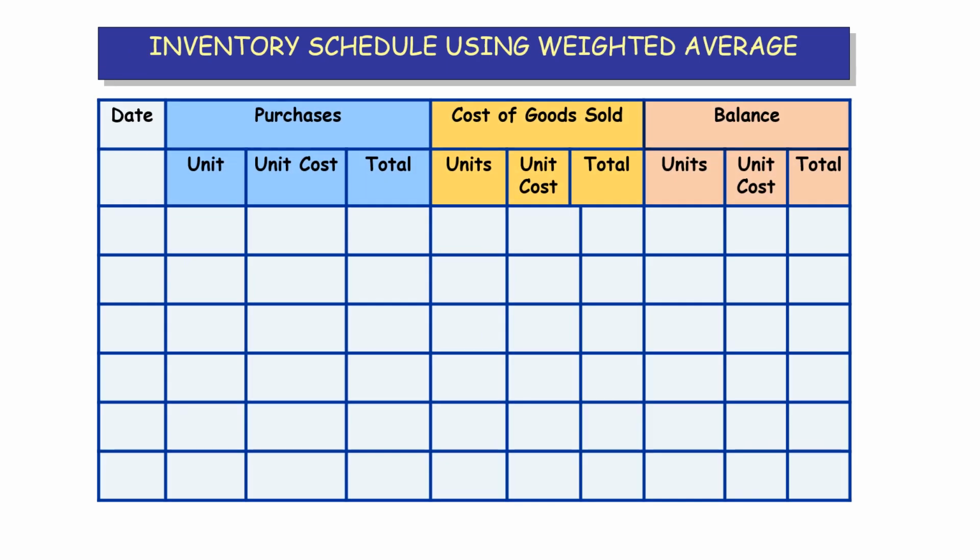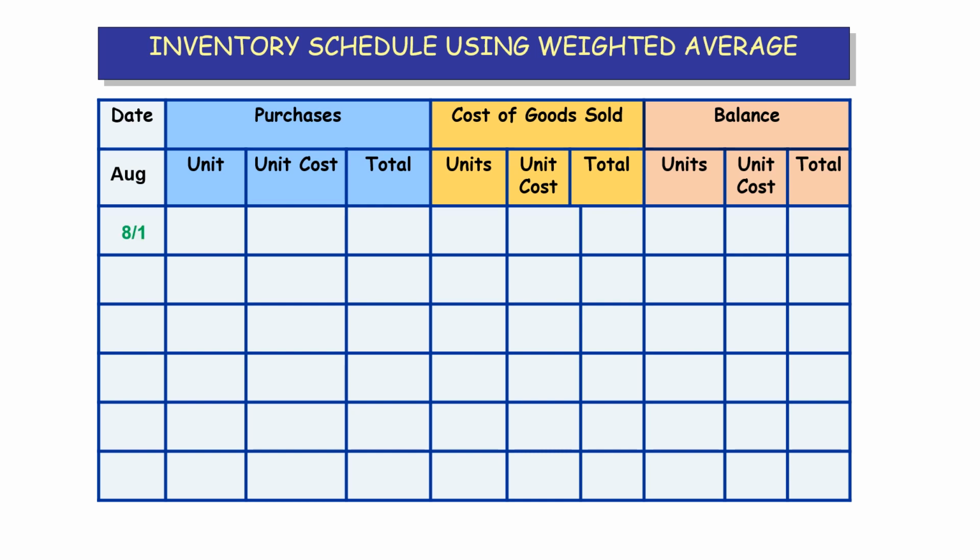The first thing is that you need to set up a schedule, which we call an inventory schedule. Again, it's similar to the one that we discussed in the FIFO method. You have a date column, a purchased column, a cost of goods sold column, and a balance column. Each of these three columns are subdivided into unit cost and total. So we need to fill this table from the question and find out the unit cost along the way as well. So all purchases happen in August. I'm going to put the date as August.